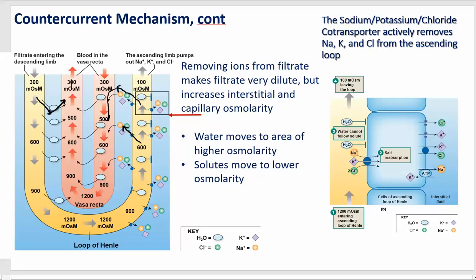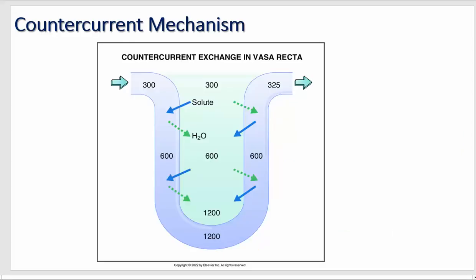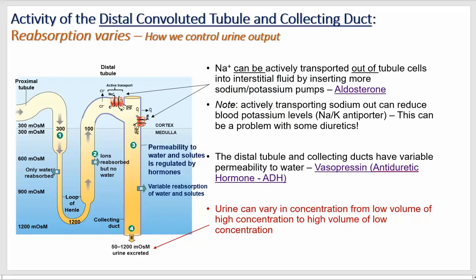All right, and then we have again another shot of the sodium-potassium chloride cotransporter, actively removing sodium and chloride from that ascending loop. And then we have one more, I think. Yeah, this is just from the Costanza book, showing the same stuff that we had just talked about. Water kind of moving in and out down its concentration gradient.